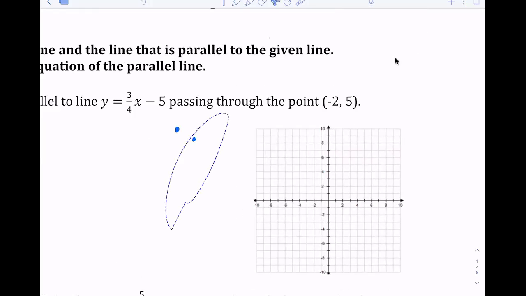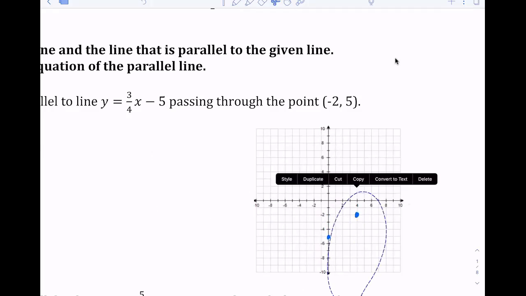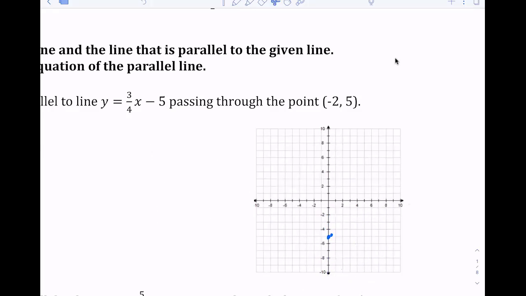That's the slope and y-intercept. So what do you do? You go left 5? No, down 5. You're on the right track, but you go down 5: 1, 2, 3, 4, 5. Plot a point. Then from there you go up 3 and to the right 4. And plot that point. And then draw the line.